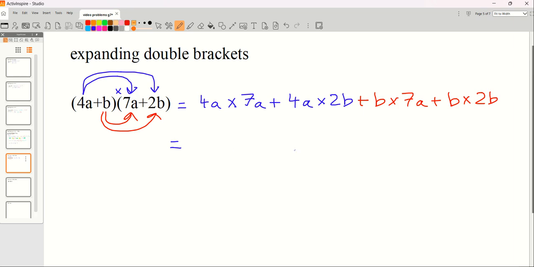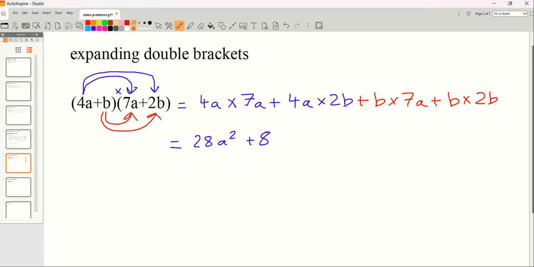You could directly go to the second step if you would like to, if you feel comfortable doing this. So 4a times 7a, we start with number times number. 4 times 7 is a 28. A times a is an a squared. The next one is 4a times 2b. We start with number times number. 4 times 2 is an 8.